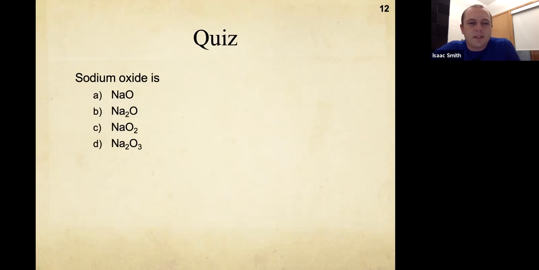Pause real quick and try this quiz. Sodium oxide, right? So this is good review. The sodium has a plus charge on it. Oxygen has a -2 charge. So we need 2 sodiums for every oxygen. All right, so we should choose B.